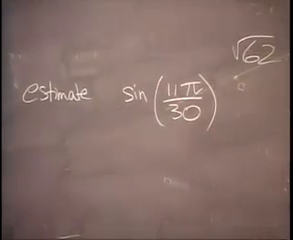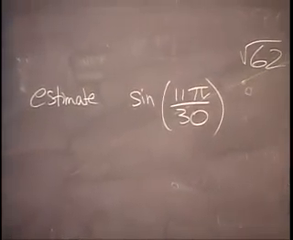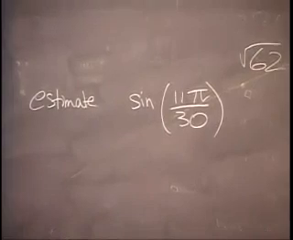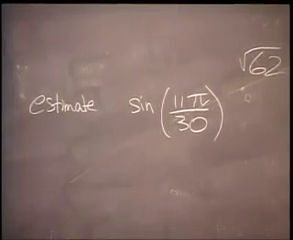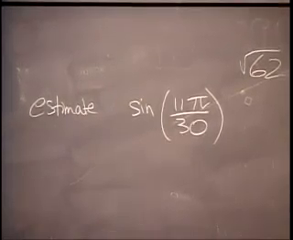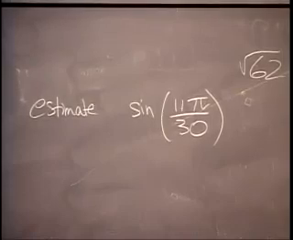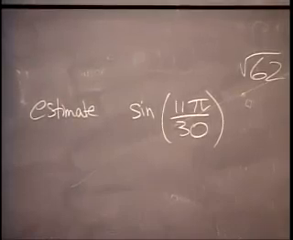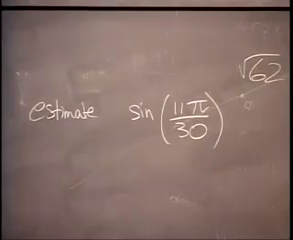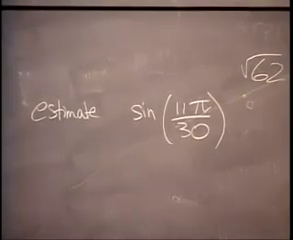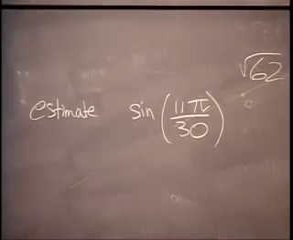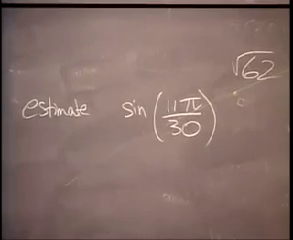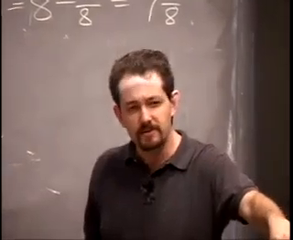Estimate sine of 11 pi over 30. Okay, by the way, this is in 13.2.3. Well, it's the same sort of problem, but different function, different points. What's a number close to 11 pi over 30 that you can easily take the sine of? Yeah, 10 pi over 30 is pretty close to 11 pi over 30.